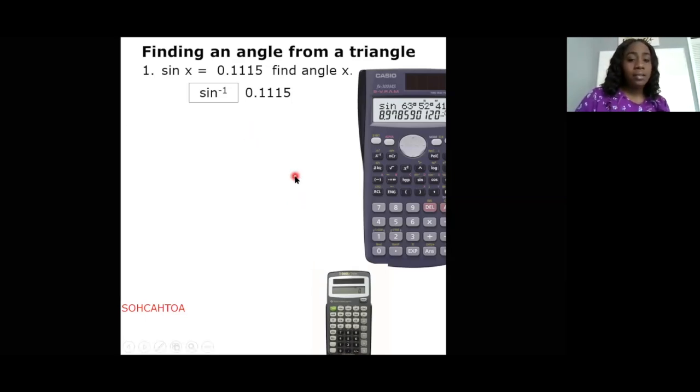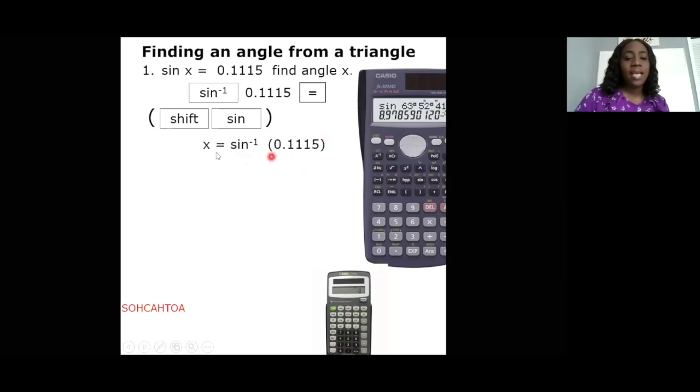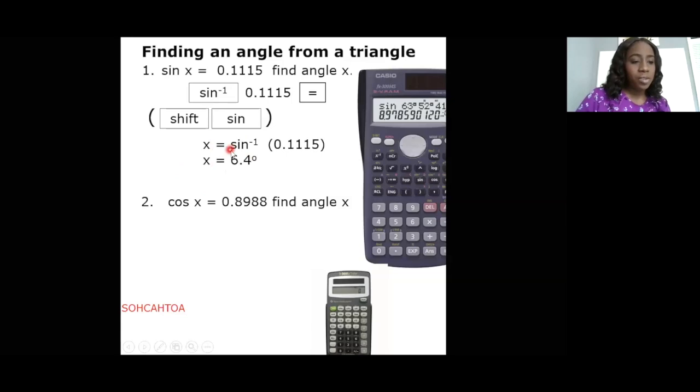Good. All right. So, John, I think I forgot what you told me, so let me just pull this up. Again, they say shift and then sine, and then x is equal to that, 6.4 degrees. All right, guys, let's go ahead and do the second one. Again, you're doing it to 1 decimal place. Those persons who didn't get 6.4, I need to go over this with you.